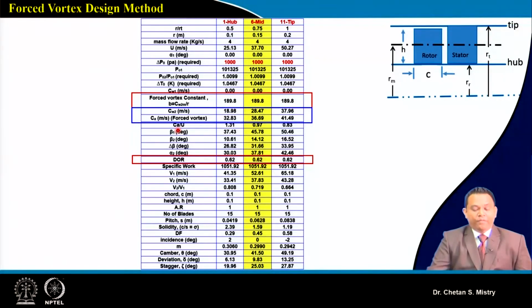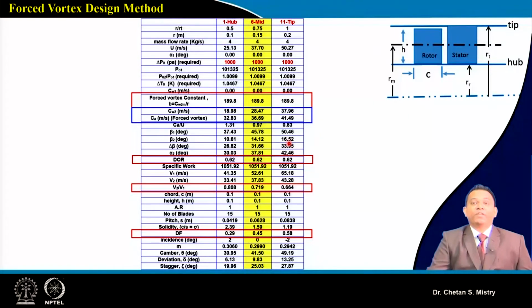We can target our degree of reaction. Here in this case, it is coming out to be constant, 0.62. We can say our relative velocity ratio is coming 0.80 and 0.66. If you look carefully, my delta beta near the hub is coming 26.82, which is very low compared to all the designs we have discussed up till now. But it is slightly on the higher side towards the tip region.